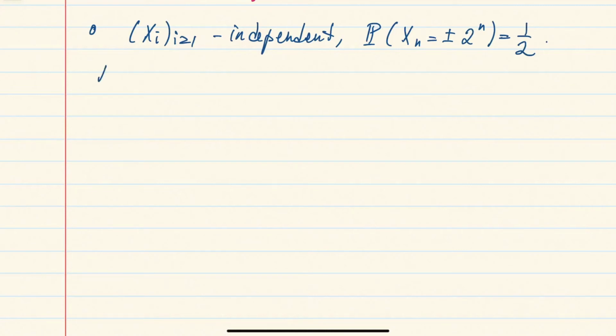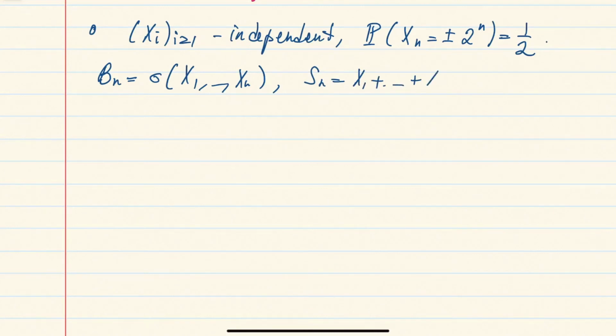Okay? And you consider the sigma algebra generated by this sequence. Then, since the expectation of these random variables is 0, the sum will be a martingale, as we saw before. Right? So that Sn is a martingale.